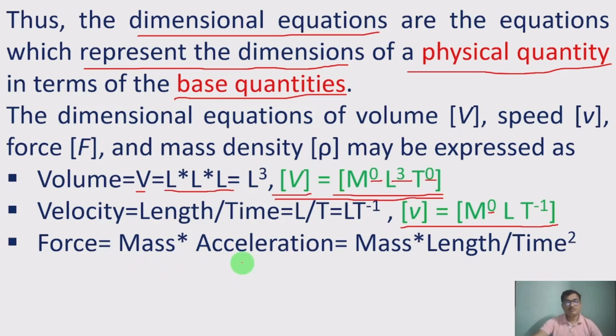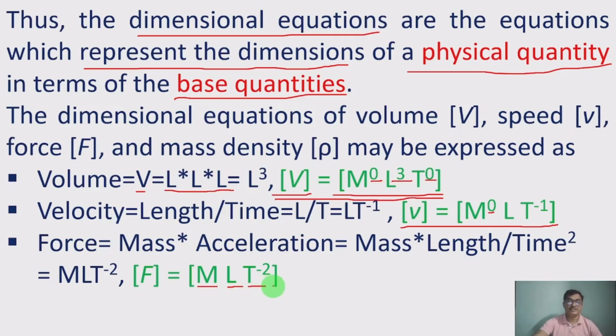Force is mass multiplied with acceleration, that is mass multiplied with length per time square, and that can be written as M L T raised to minus 2. Then the force F will be equated with the dimensions of that force, that is within square bracket M to the power 1, L to the power 1, T to the power minus 2, and this is the dimensional equation of the force.